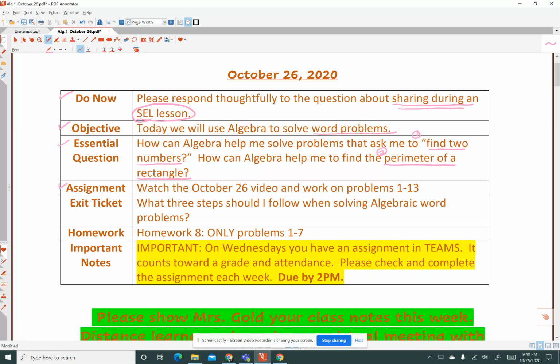Our assignment will be to watch the video, and we're only working on problems 1 through 13 today, okay? Let's remember that. But I want you to be very thoughtful and careful about them. Our exit ticket will be asked to review what the 3 steps are that we should follow when we solve algebraic word problems. In our homework, we're only doing problems 1 to 7 of homework 8.